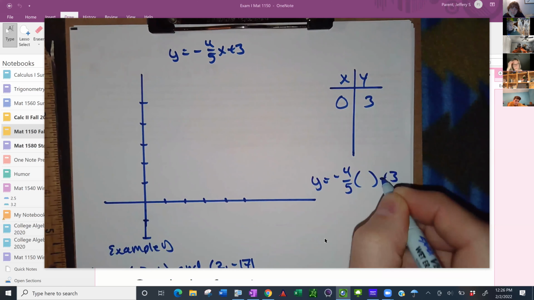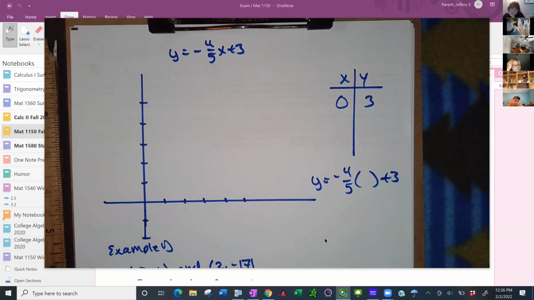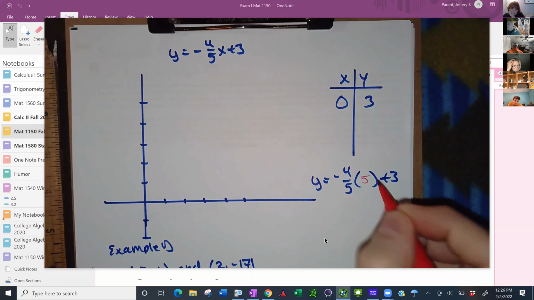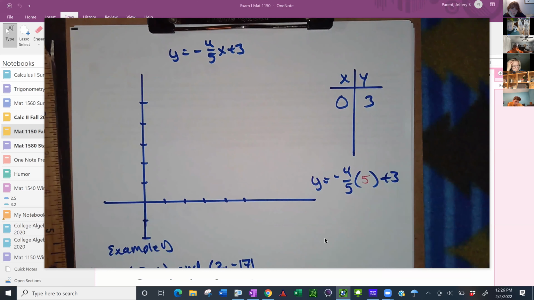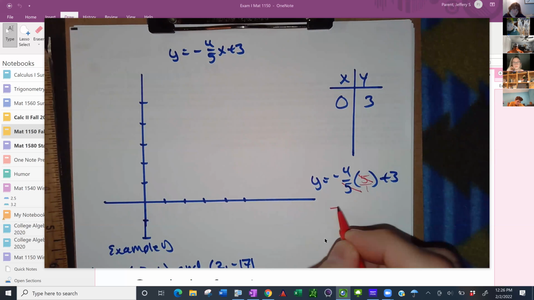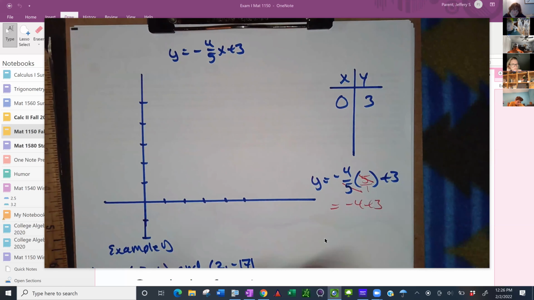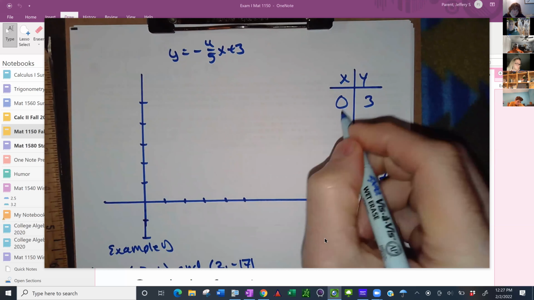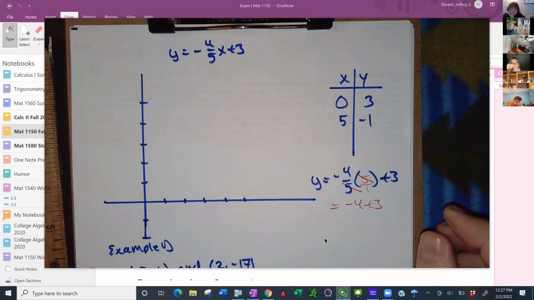Well, I'll help out a little bit here. What if I put in a 5 for x? You can think of that as 5 over 1 if you want to, but these cancel. That leaves me with -4 plus 3 is -1. So 5 and -1. Nothing wrong with plotting 2 points.